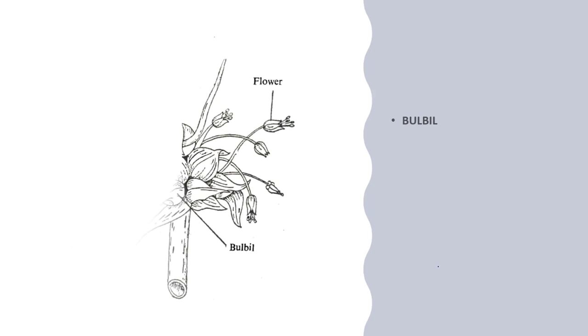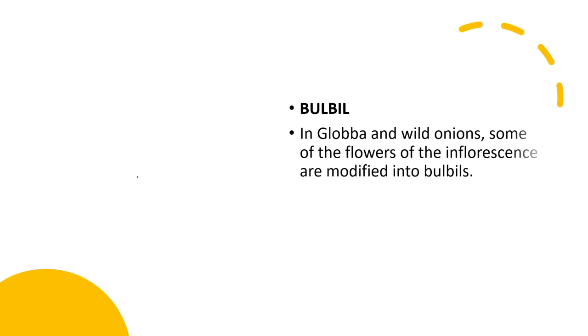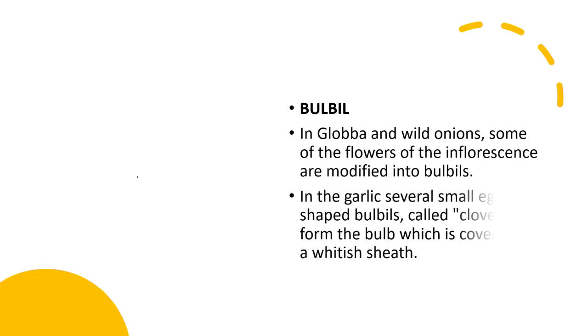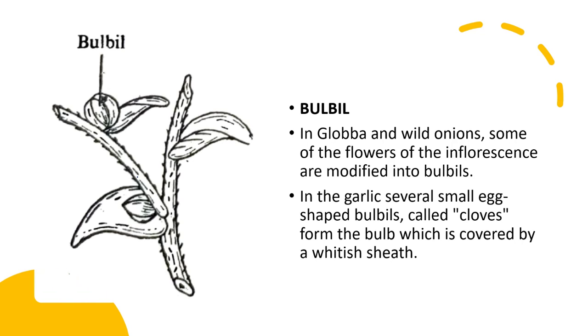And we also have some diagrams for you. So this is the bulbil of the onion, the wild onion. As you can see, we have bulbils here. These were flowers, flower buds, but they have become thick and fleshy due to the storage of food. And then another bulbil we have here in globba and wild onions. So this is also a bulbil, as you can see.